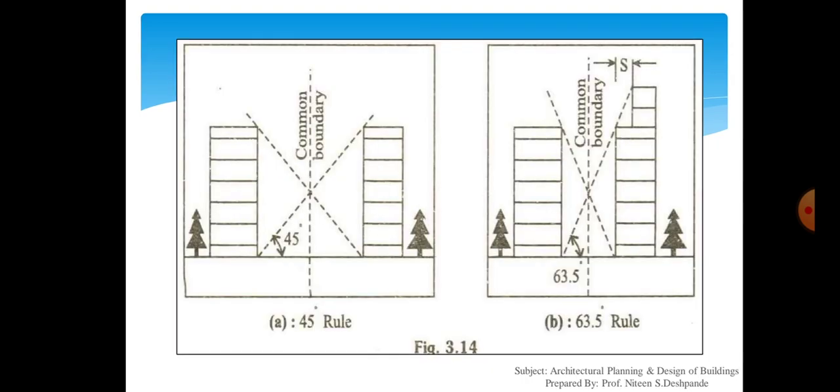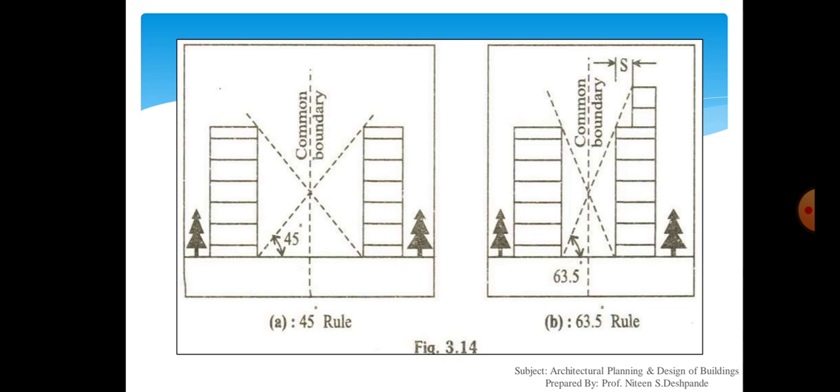The height of the building is suitably curtailed to allow the light plane to pass, as shown in this image. The angle of the light plane is 45 degrees or 63.5 degrees. So there are two rules, the 45 degree rule and the 63.5 degree rule. In the left side image you can see the angle of the plane is 45 degrees, whereas in the second image it is 63.5 degrees. The 63.5 degrees is very common. The setback becomes necessary when the total height of the building exceeds twice the road width.